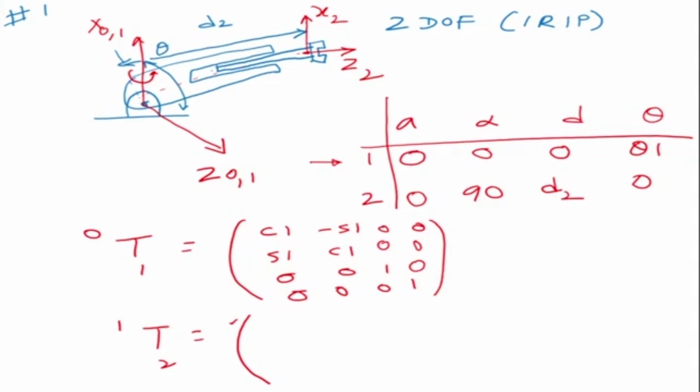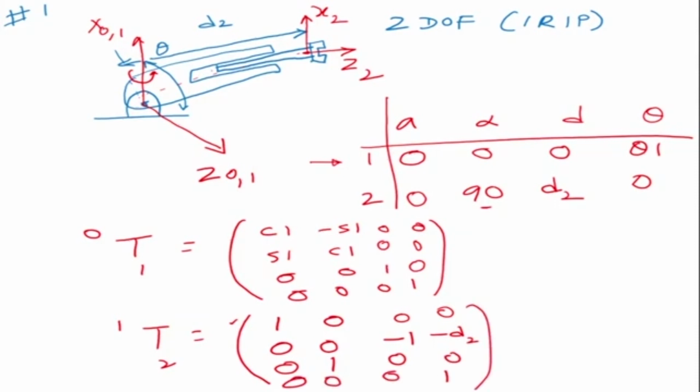In row number 2, you see that there is an alpha and a d. If you put it in the generalized matrix, what we get is 1, 0, 0, 0; 0, 0, minus 1, 0; then 0, 1, 0, minus d2; and 0, 0, 0, 1. This is what we get.